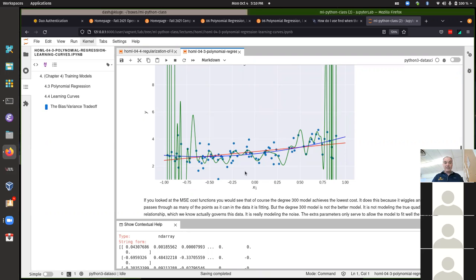And you should understand why that's true, because by having 300 degrees of freedom, our fit here is actually able to go through much more of the points than the linear or the quadratic models that we have here. And so it's able to get much closer to all the points. Thus, it has a lot smaller of an error, right?